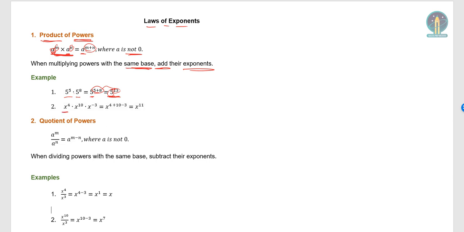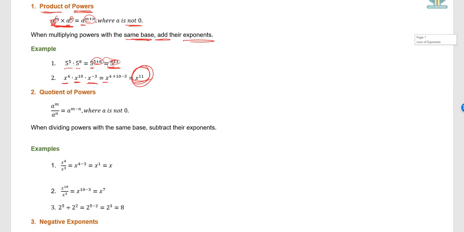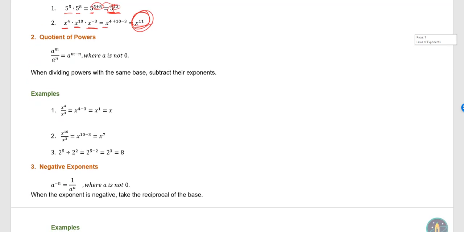Here's another example. So x to the 4th times x to the 10th times x to the minus 3. So the base here is x, a common base. So you take it again in the result, and then just add these exponents: 4 plus 10 plus negative 3. So 4 plus 10 minus 3, which comes out to x to the 11th. Okay? Very straightforward. But this rule applies as long as the bases are the same. Keep that in mind.